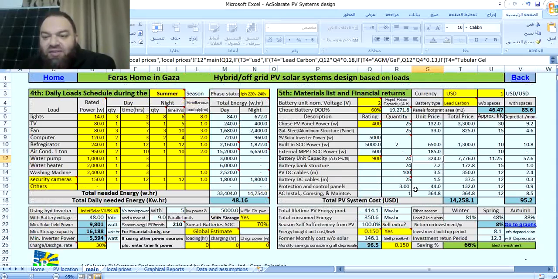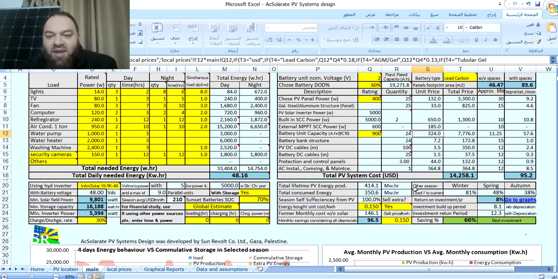So this is what we need to do in the fifth step, and then we can just check the KPIs, or the key performance indicators, that are given here: the total life PV energy produced in megawatt hours, and the return on investment, which is 8% for this system.